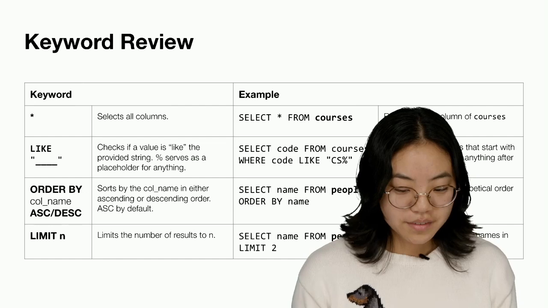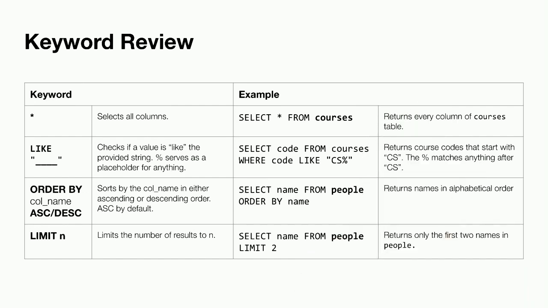Okay, so those were a lot of keywords, but we'll just review them over here. So we had the star, which selects all columns. For example, if we were looking at a database of courses, then you could use select star from courses to return every column and every row. Like checks if a value is sort of like a provided string, and you can use that percentage sign to serve as a placeholder. So for example here, if I wanted only the course codes that started with CS, then I could do select code from courses where code like CS percentage sign.